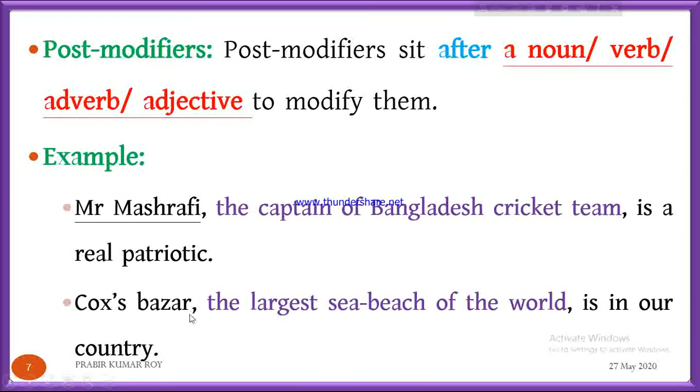In the same way, Cox's Bazar, the largest sea beach of the world, is in our country. Here, Cox's Bazar is the noun, and the noun has been modified by the phrase the largest sea beach of the world. This phrase gives some extra information about the noun. It modifies the noun. So the largest sea beach of the world is the modifier here.